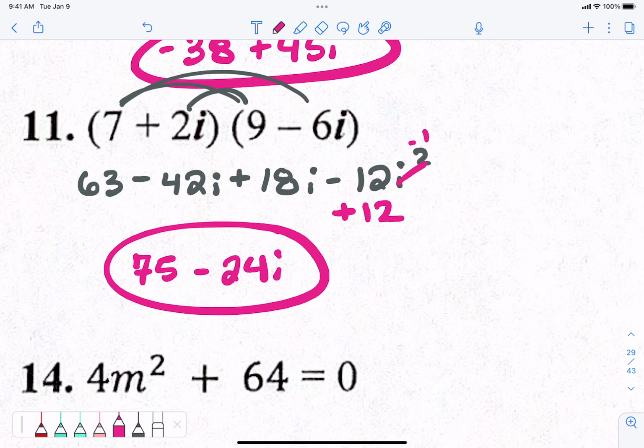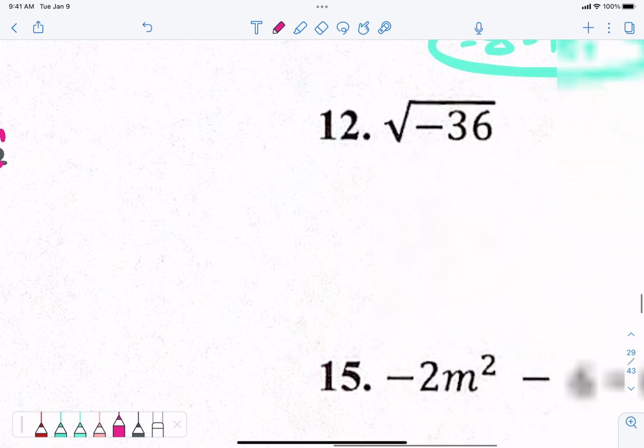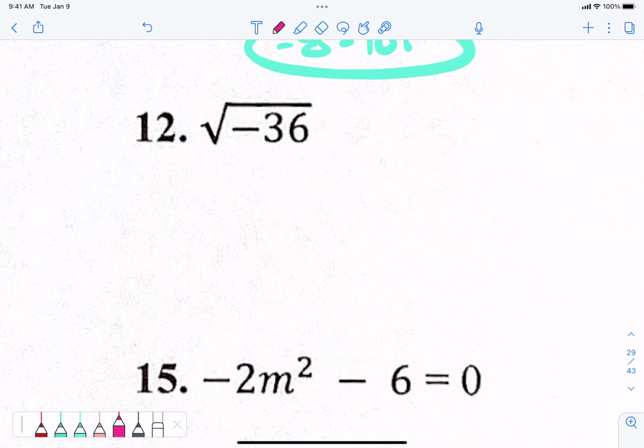Okay. All right, here we go. Number 12, the square root of negative 36. We got some controversy going on in the back. We're going to see who's right. I already know who it is. Negative inside of a square root goes away and becomes i. Then the square root of 36 is 6.